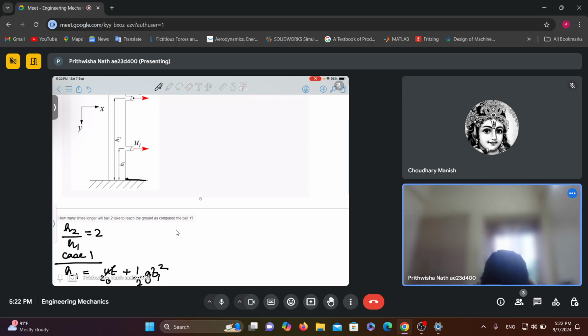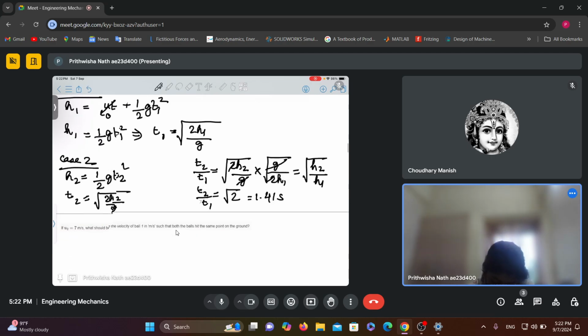So suppose both the balls hit the ground here. So basically this distance traveled by both the balls should be same, right? Both the balls should meet at the same point, such that we need to find the velocity such that both the balls meet at the same point on the ground.